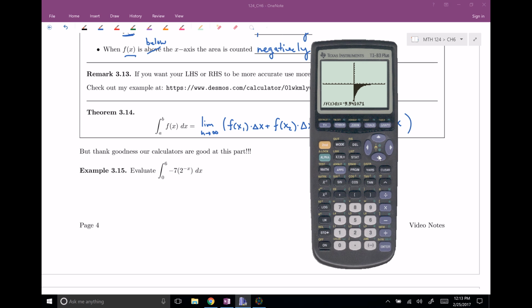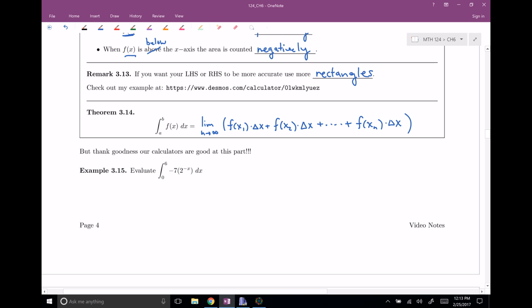It shades in this area and everything, and it says that our actual integral is equal to negative 9.941 blah, blah, blah, blah, blah, right? And so this is what our definite integral is equal to, and the claim is the calculator does exactly what I brought up here. It uses areas of lots and lots of rectangles in order to calculate this out.